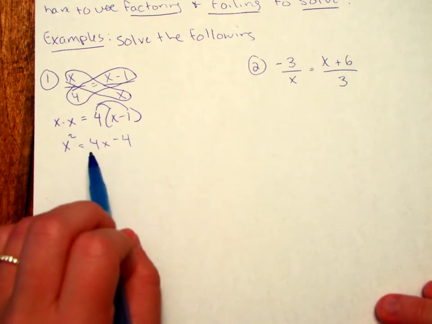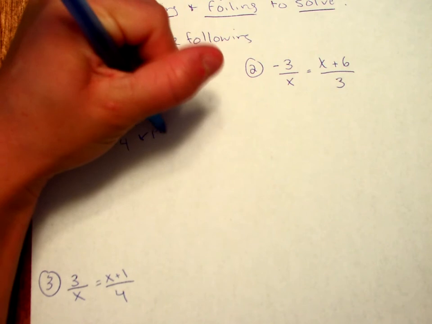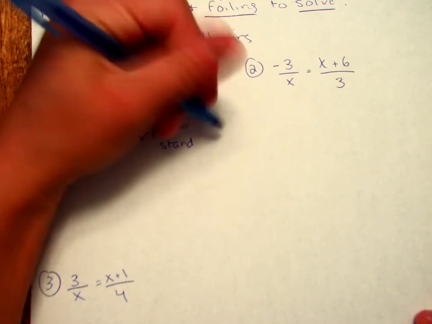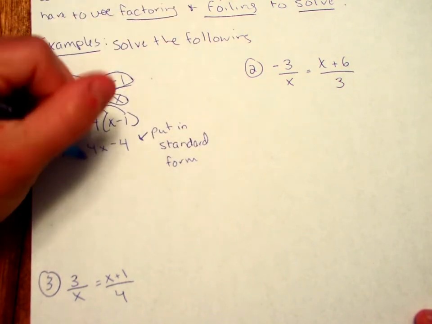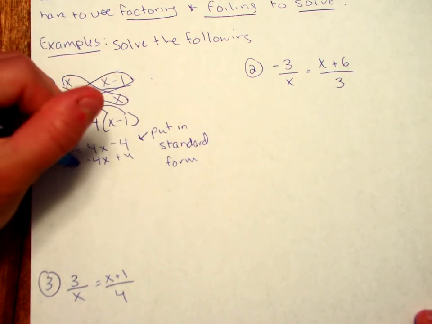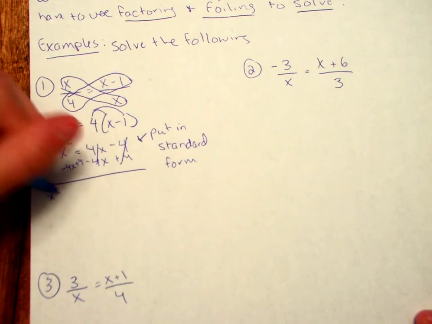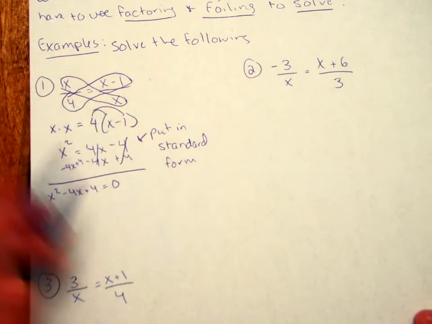So what you're going to do here is put it in standard form. And standard form means everything is on one side of the equal sign. So you subtract 4x and you add 4 over to this side. So it's x squared minus 4x plus 4 equals 0.